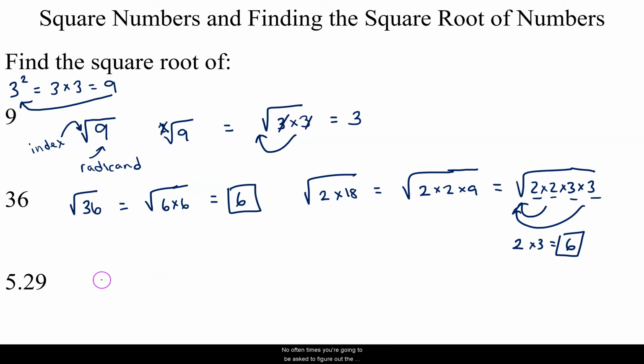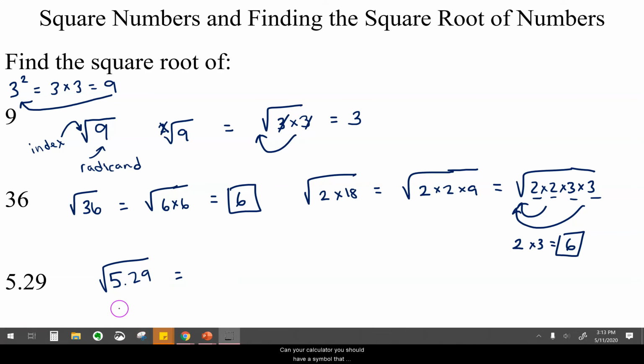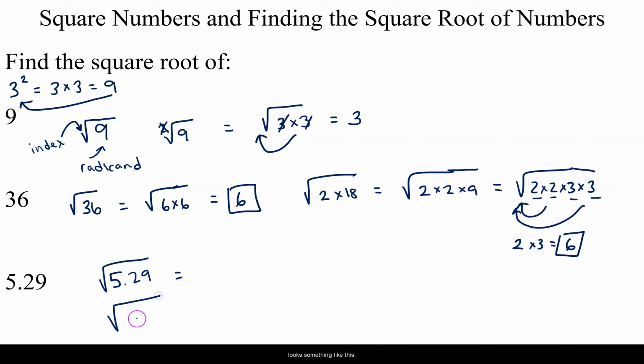Now, oftentimes you're going to be asked to figure out the square root of a number that's not quite so easy to break up like this into two numbers that you're multiplying together. And if that's the case, you can go ahead and use a calculator to figure this out. In your calculator, you should have a symbol that looks something like this. And depending on the version of your calculator, you either type in the symbol and then the number, or sometimes you have to type in the number first and then this symbol. It depends on what calculator you have.